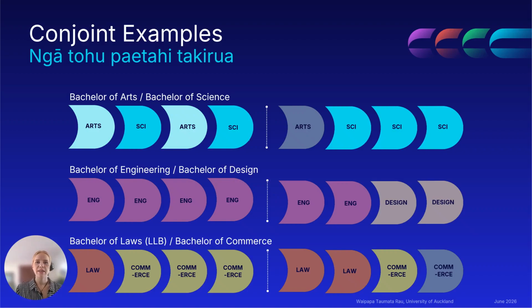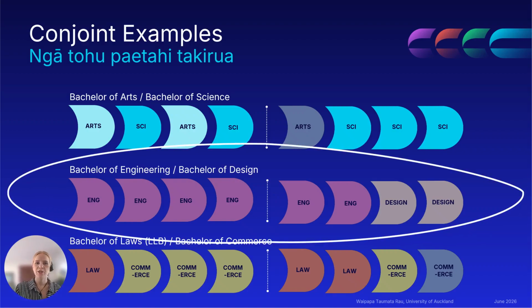If we take a look at the middle example on the slide depicting a Bachelor of Engineering and a Bachelor of Design conjoint, you can see that engineering has quite a large number of compulsory papers. So most of the spaces in this year are dedicated to the engineering degree. This is particularly prominent when you compare it to the more flexible degree options in a conjoint, like the arts and science example at the top. If you are doing a conjoint, it is a really good idea to visit our student hub team to get some help when enrolling, just to ensure that you're taking all the papers that you need for both degrees.